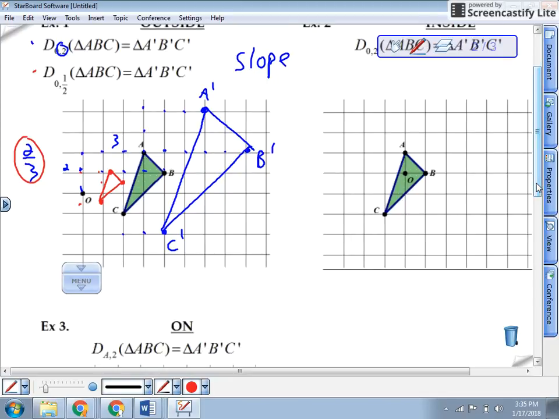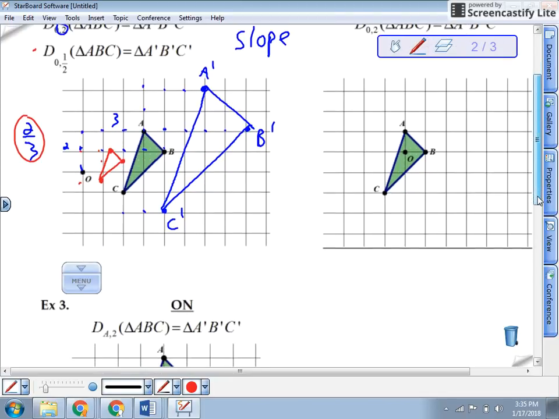Here's a quick example. We'll do this one as a double. So from here, it's up 1. It's 1. So we just got to double it. There's A prime. B's over 1. Just double it a second time. There's B prime. C's down 1, 2 over 1. Down 1, 2 over 1. There's my C prime. Then just connect. And there it is, doubled.